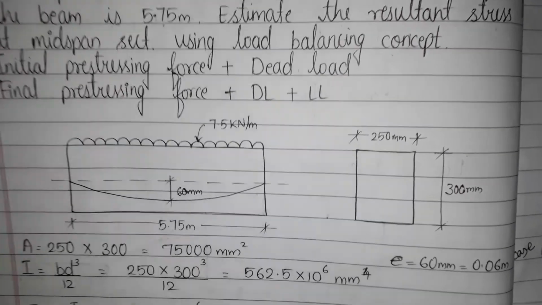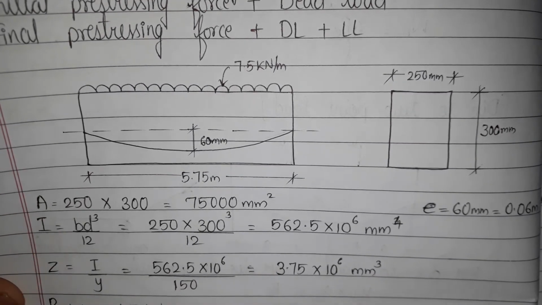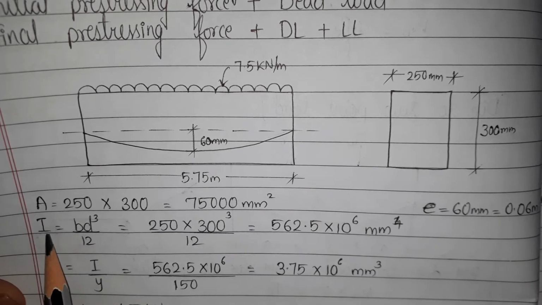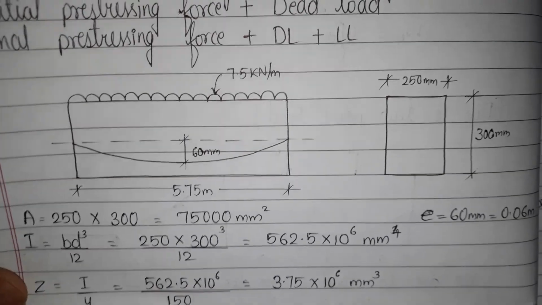So according to the given data, we'll find out the properties. We have to find out the properties: area, moment of inertia, Z. So now let's move on to the next step.